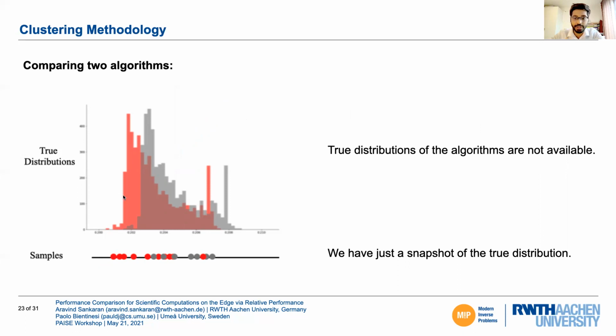Why three-way? Because in practice, we do not have access to the true distribution of execution time. But what we have is just a snapshot of this true distribution. And only if there is enough evidence from this snapshot that one algorithm is better or worse than the other, we go for it. Otherwise, we simply say the two algorithms are equivalent.